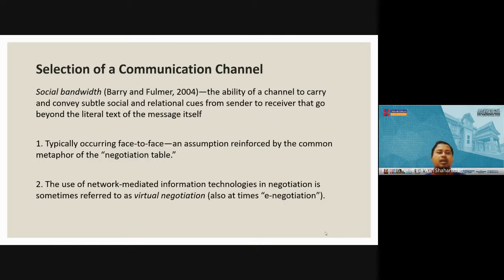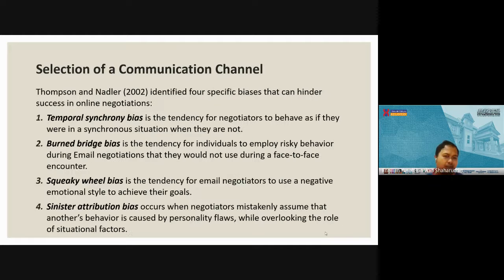So sometimes you will be negotiating over the phone, over emails, over teleconferencing, and anything that involves technology and also electronic platforms, right? In selecting a communication channel, Thompson and Nadler 2002 identify four specific biases that can hinder success in online negotiation. So if you are involved in a lot of negotiating online, these are some of the barriers that will affect the success of your negotiation process.